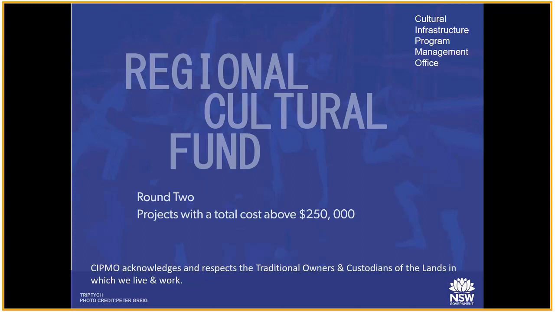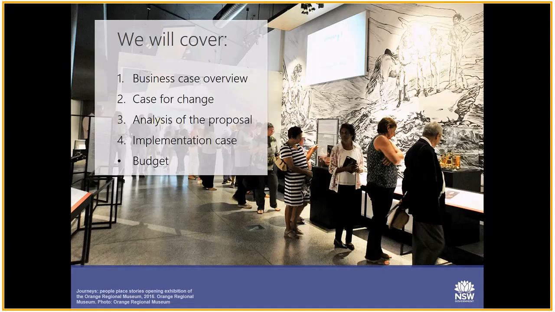a cultural context. There are 4 sections in the business case template: the executive summary, case for change, analysis of the proposal, and implementation, which includes the budget. We are also going to go over the budget, which is in the Smarty Grants form itself. This in-application budget is where the assessors look.